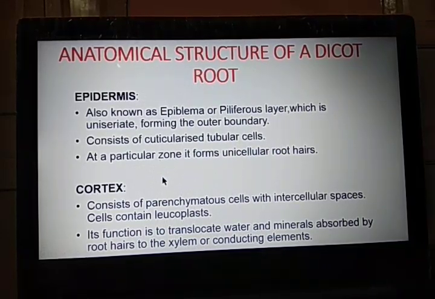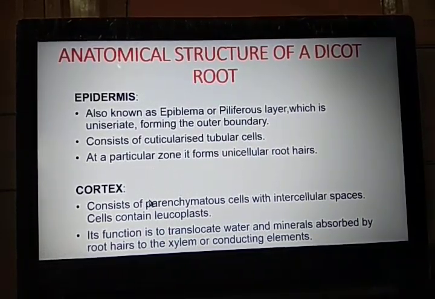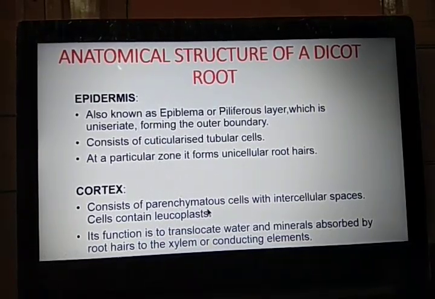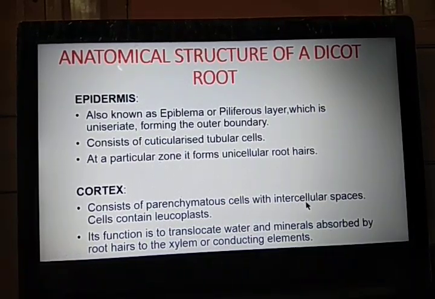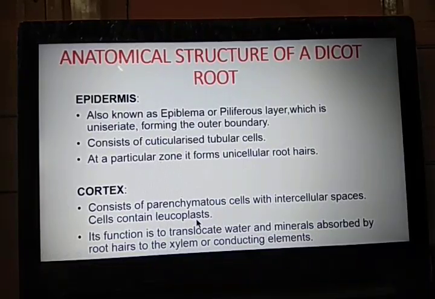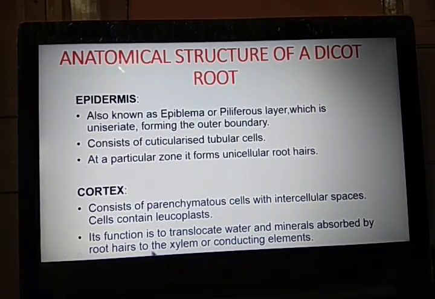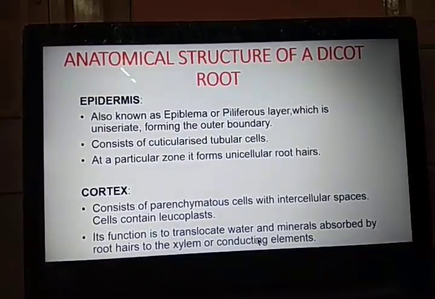Next to the epidermis lies the cortex. The cortex is made up of parenchymatous cells and it has intercellular spaces. The cells contain leucoplasts. Now, the function of these cortical cells is to translocate water and minerals that are absorbed by the root hairs to the xylem or conducting elements.